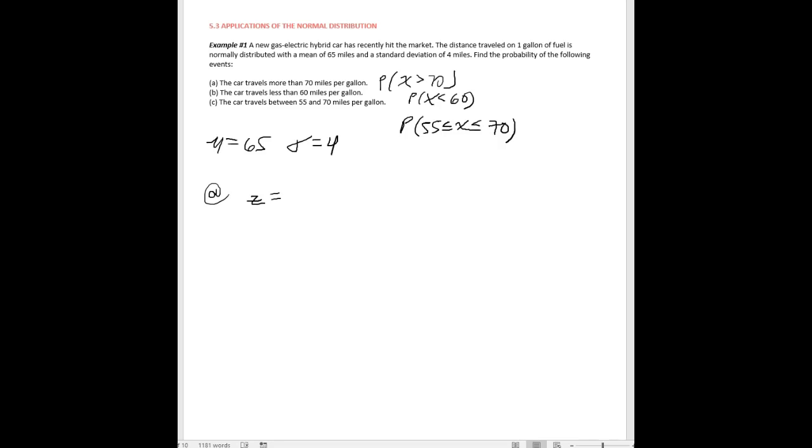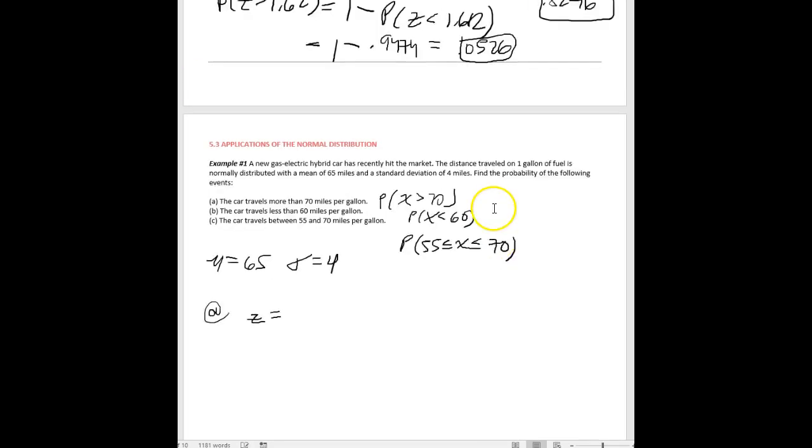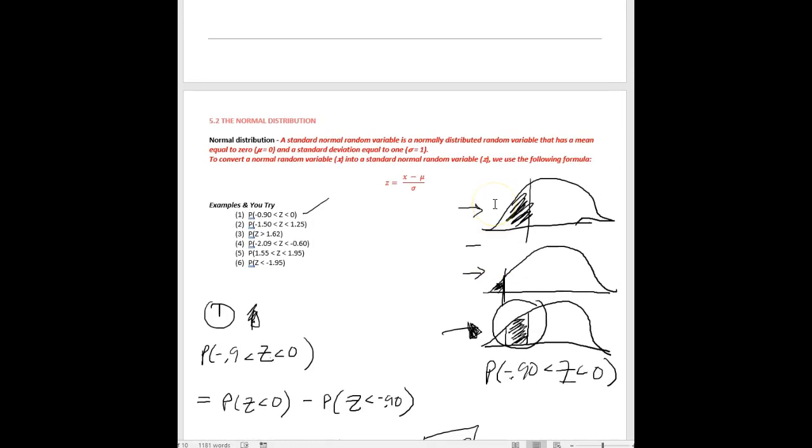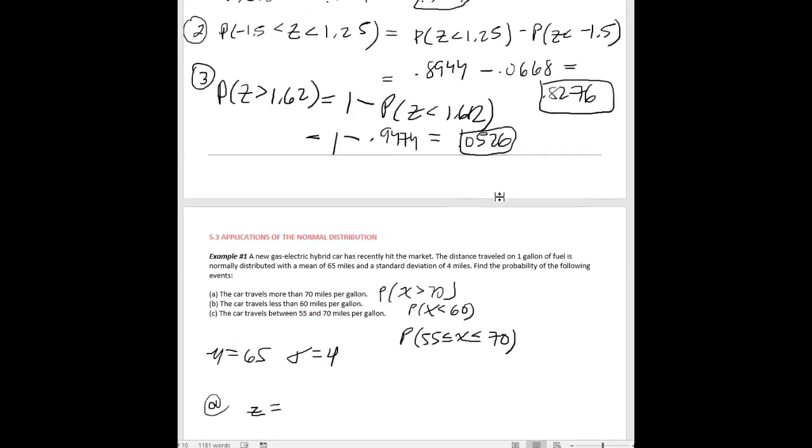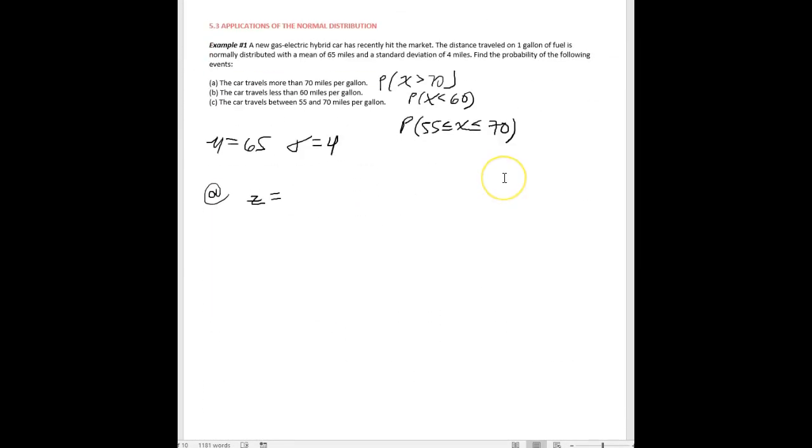So we go up to our z formula that we learned on the last page. The z formula is equal to x minus mu over sigma. I think we learned this in a previous module as well, or we at least touched on it. So our x value is 70 minus our mu, which is 65, over sigma, which is 4. So we get 5 over 4, or 1.25.